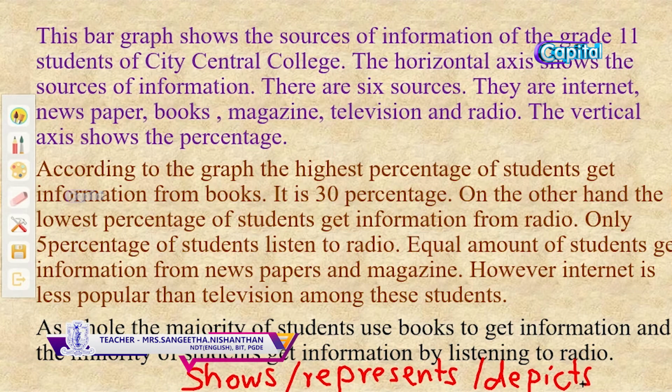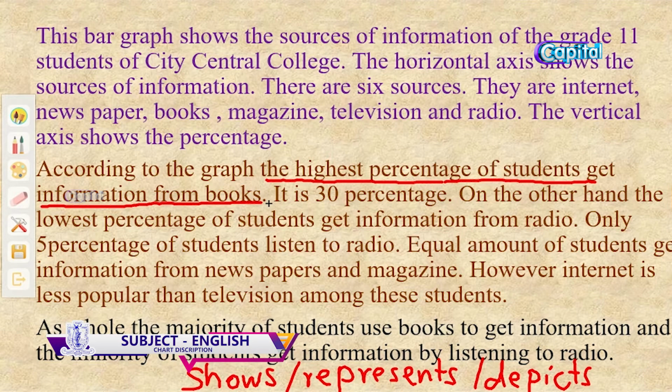According to the graph, the highest percentage first. When we look at a graph, the highest number attracts our eyes. It falls on our eyes quickly. So, talk or write about the highest first. The highest percentage of students get information from books. It is 30%. On the other hand, the lowest percentage of students get information from radio.